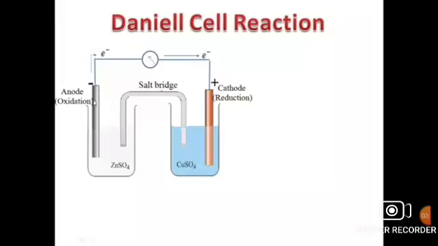First we will see the oxidation reaction which occurs at the anode. That is oxidation at the anode. Zinc solid changes into aqueous zinc 2 plus, and 2 electrons are produced. This is known as oxidation at zinc.